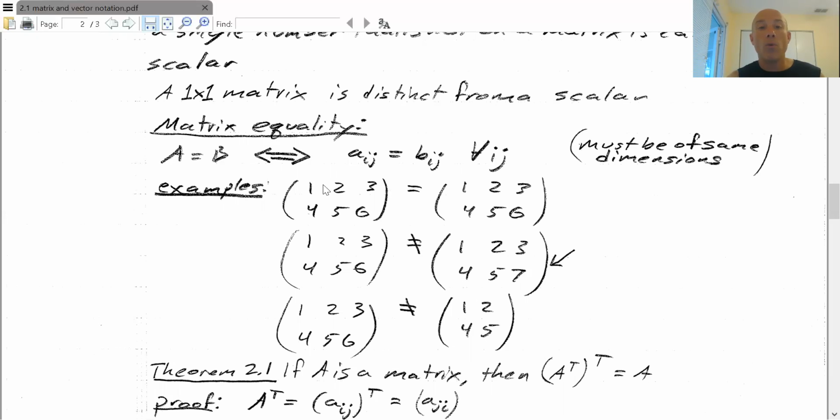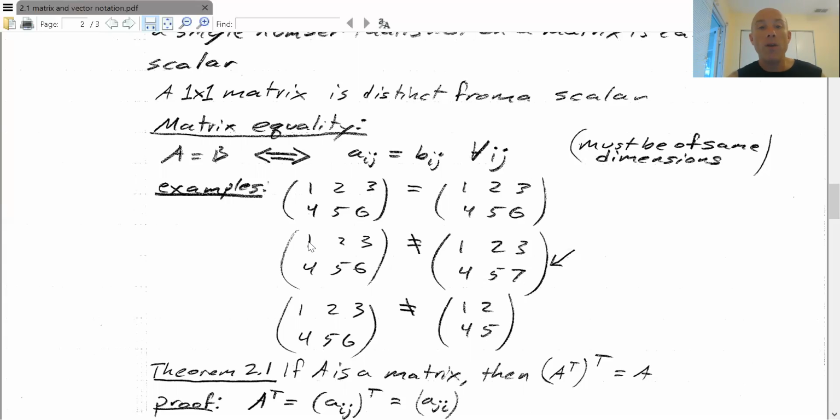So if I go through, 1 equals 1, 2 equals 2, same position, 3 equals 3, same position, 4 equals 4, same position, 5 equals 5, same position, 6 equals 6, same position. Okay, now something about this. The only way that this all ij aspect can be satisfied is if the two matrices are of the same dimensions. If they have different dimensions, it's automatically not equal to each other.